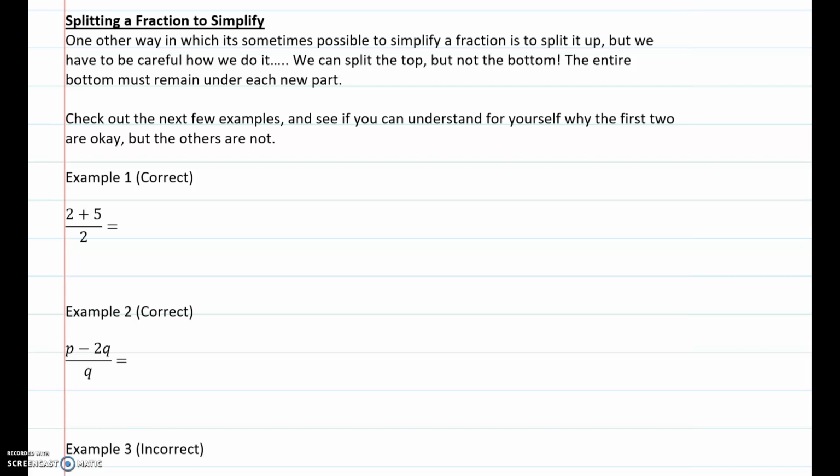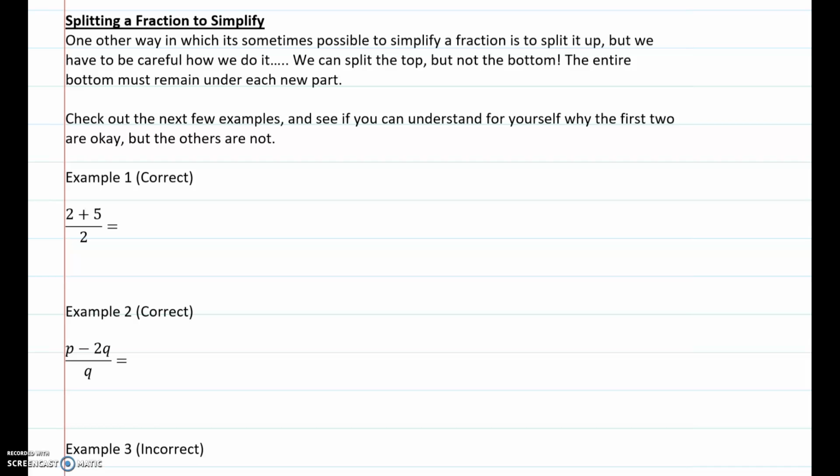So recently we've looked at simplifying fractions by cancelling, but there's another way that you can use to sometimes simplify fractions. And what this is, is to split the fraction up. And as I've said here, we need to be careful how we do it. We can split the top up, but we can't split the bottom. Okay, so the entire bottom, the entire denominator, must remain under each new part.